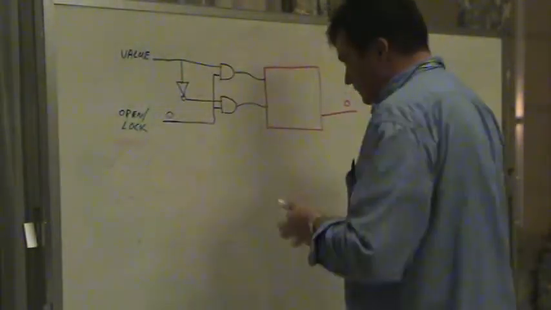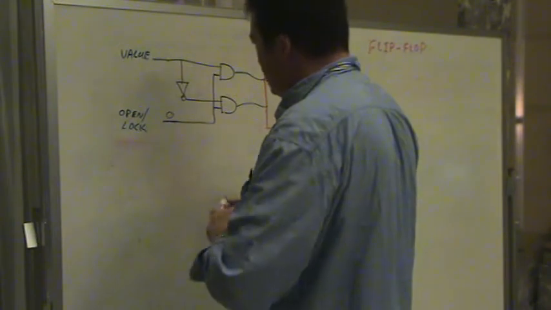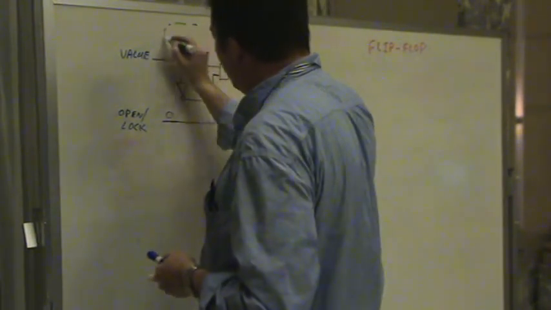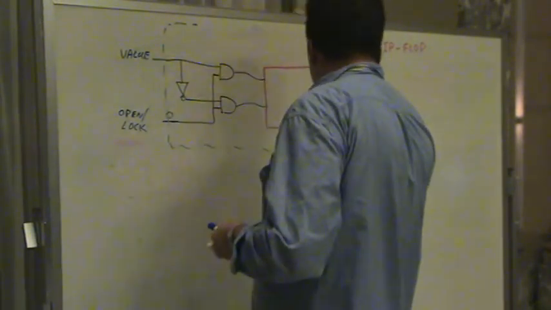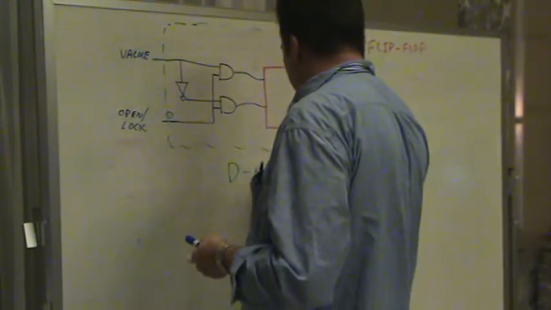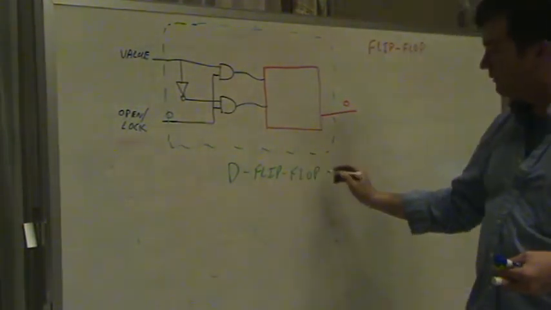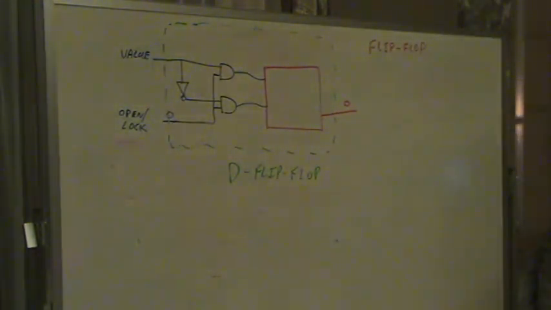This whole box is called a D flip-flop. And this is what we're going to be using as memory cells. This is all the electronics needed just to have 1 bit of memory.